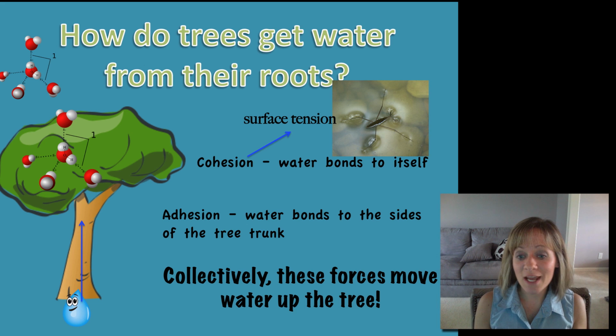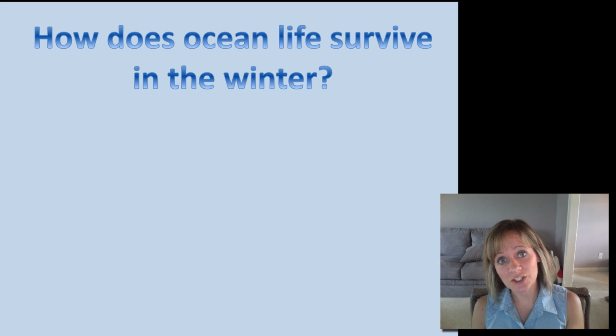Now, I didn't give you the name of this process, but maybe as a little extra assignment, find out the name of this process, how trees get water up to the top of their leaves. So that's the first property, cohesion and adhesion.